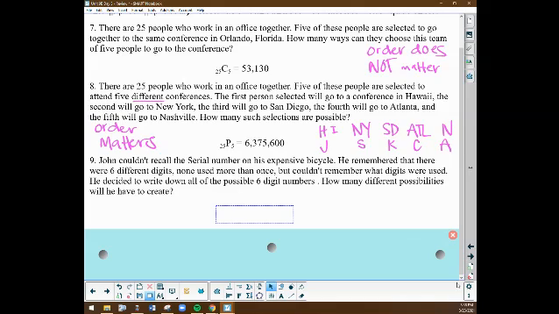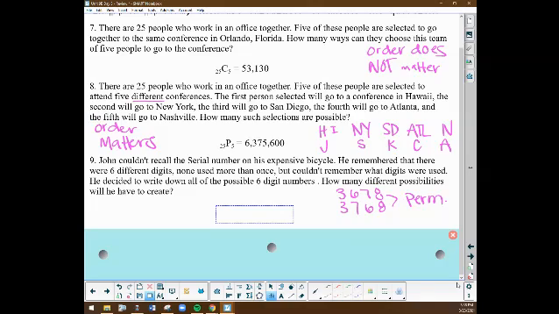John couldn't recall the serial number on his expensive bicycle. He remembered that there were 6 different digits, none used more than once, but he couldn't remember what digits were used. He decided to write down a list of all possible 6-digit numbers. How many different possibilities will he have to create? For a serial number, are the number 3678 and the number 3768 two different options? Yes, those are different options, so this is a permutation.